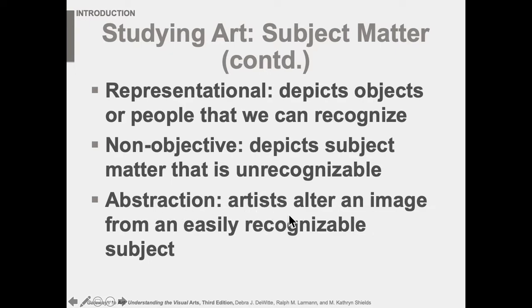Abstraction: the artist alters an image from an easily recognizable subject. If we think of abstraction, the easiest thing to think about is Picasso. Cubism. That's a really easy one because it's still representational. Abstraction is representational, generally speaking. Non-objective is when you can't recognize anything at all, unrecognizable. So an abstract piece may have some realistic aspects to it. It's still a figure, but it's going to be highly distorted, right?